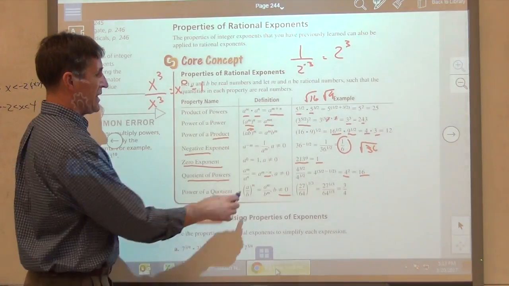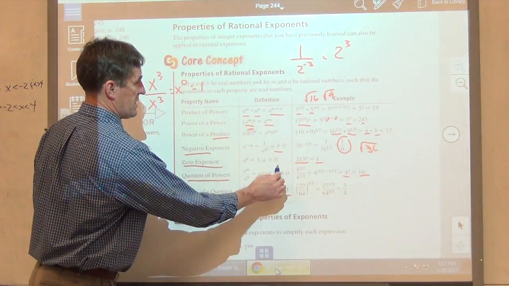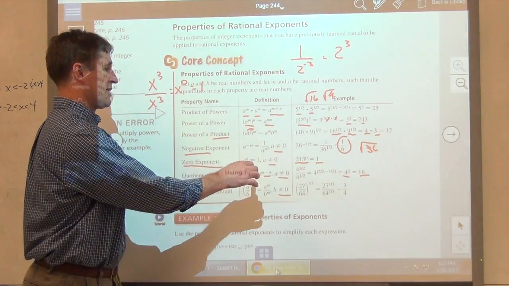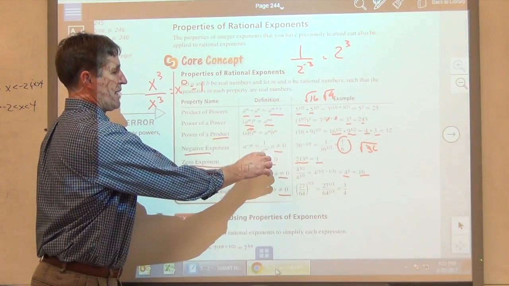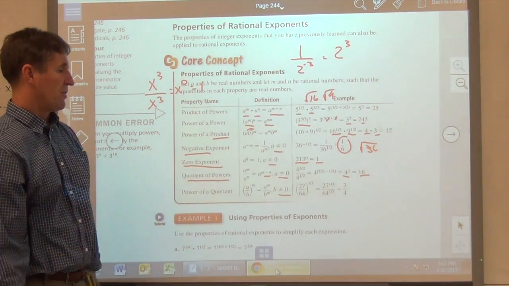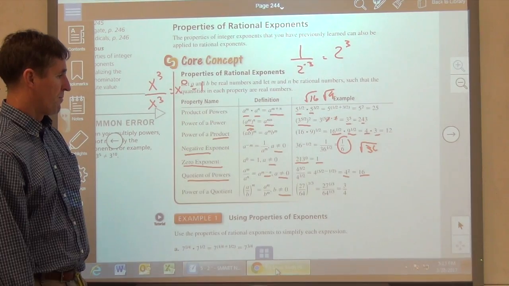Anytime you have a variable in the denominator, they have that on several of these. Should have brought it up earlier. Anytime your variable is in the denominator, you can't divide by 0, so you can never have that as equal to 0.